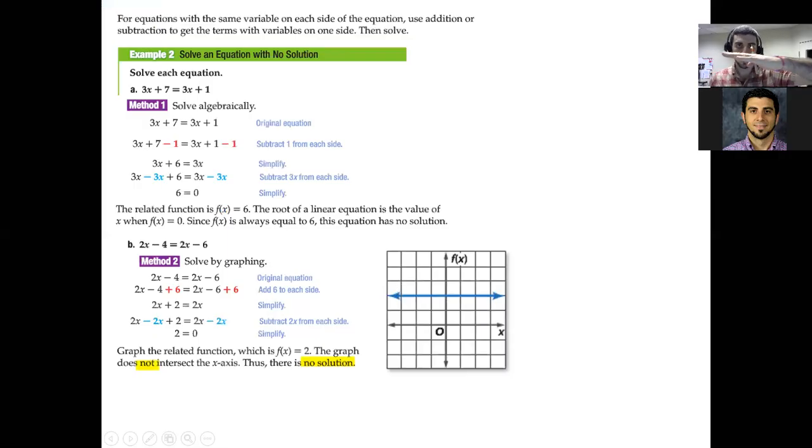Since it's a horizontal line, it doesn't have any steepness to it. So it's not diagonal at all. So it's never going to eventually touch the x-axis and cross it. So therefore, there's no x-intercept. So there's no root. There's no 0. There's no solution. There's no x-intercept. Those are the 4 different ways to talk about this. So at the end of the day, there's no solution.